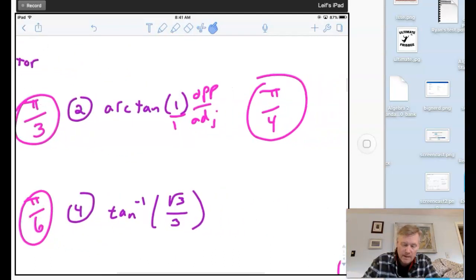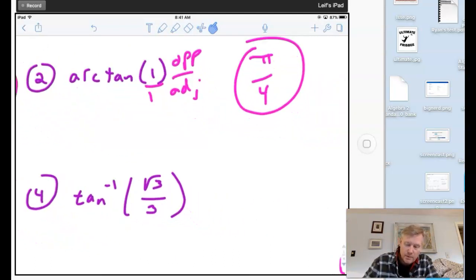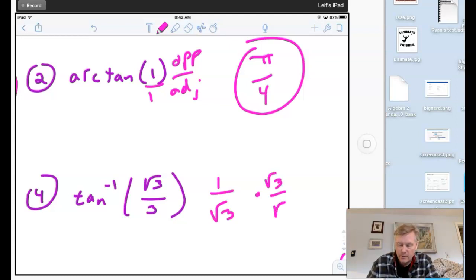Next one. This one, they reduced the radical on us, which isn't a big deal. This is the same as 1 over the square root of 3. What they did was they took that and multiplied it by the square root of 3 over the square root of 3 to get rid of the radical in the denominator. And when you do that, you get square root of 3 over 3. So this one's easier to work with, so I usually use that. Remembering that tangent is also opposite over adjacent.